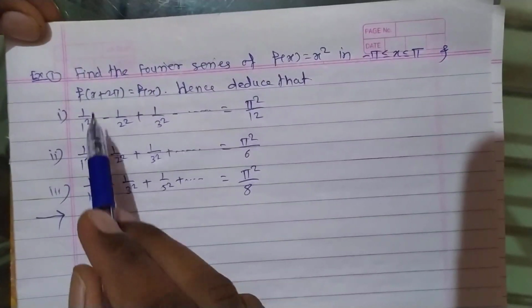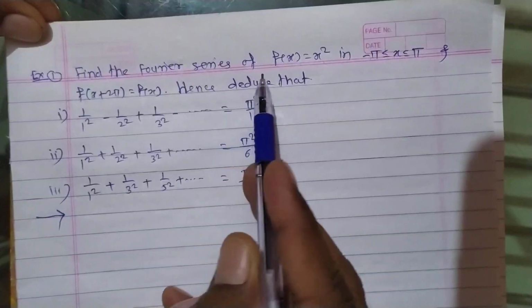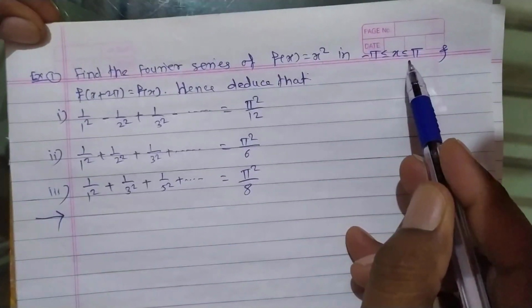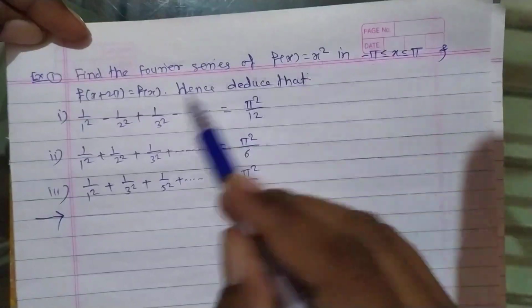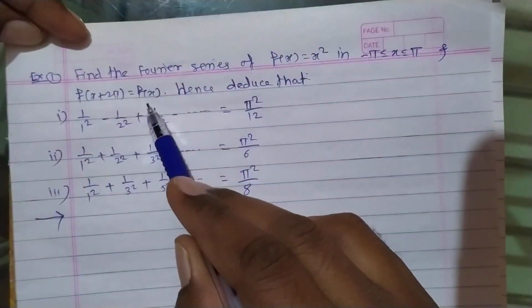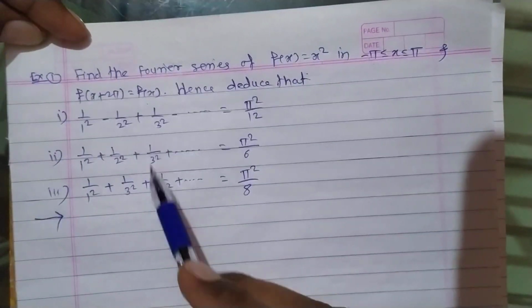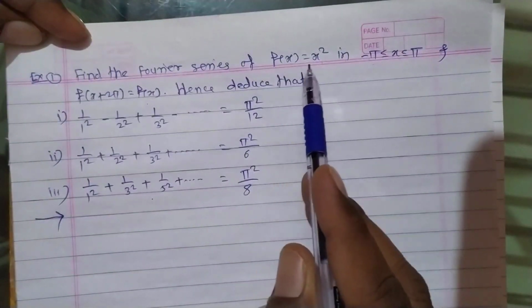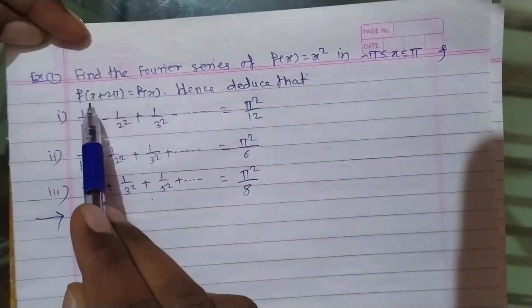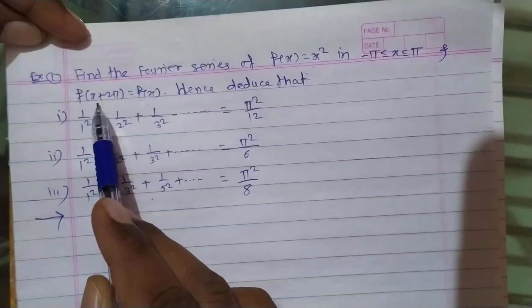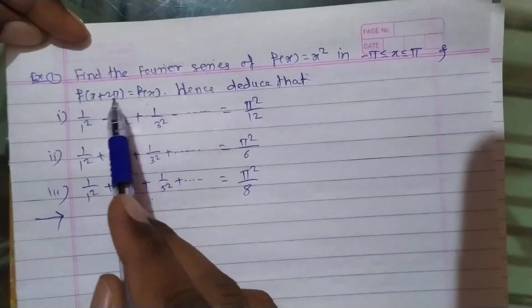So first example: find the Fourier series of f(x) = x² in −π ≤ x ≤ π, and f(x + 2π) = f(x), and hence deduce these three conditions. So for these three conditions, first we have to find the Fourier series of f(x) = x², and here f(x + 2π) = f(x) means it is given that f(x) is a periodic function with period 2π.